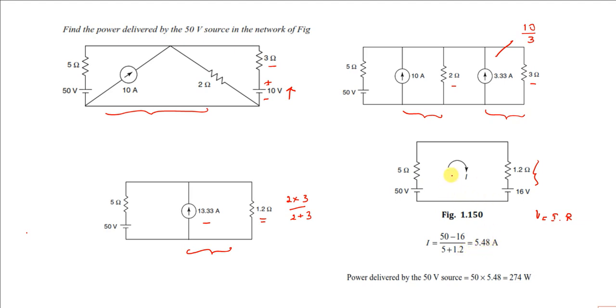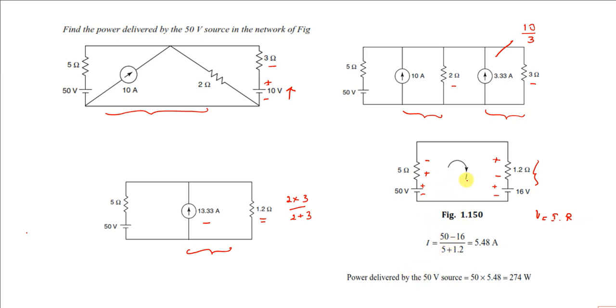That is the current. If you want, you can also apply KVL. You can write minus here, this is plus, and current flows from plus to minus here. This is plus to minus. If you write KVL: minus 50 plus 5i plus 1.5i plus 1.2i plus 16 is equal to 0. And if you simplify, you'll get the same expression.